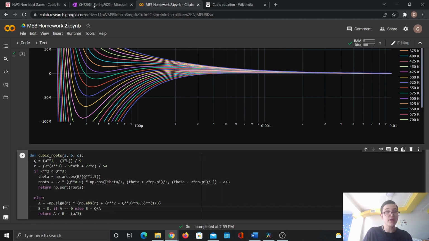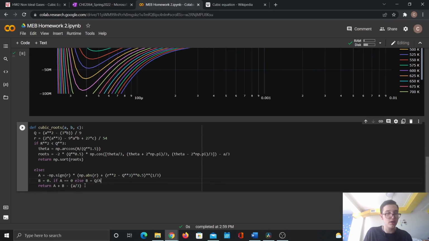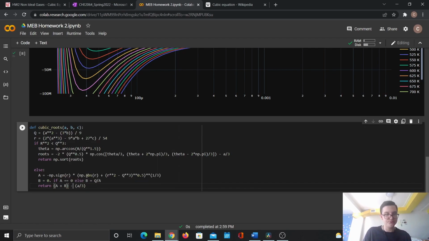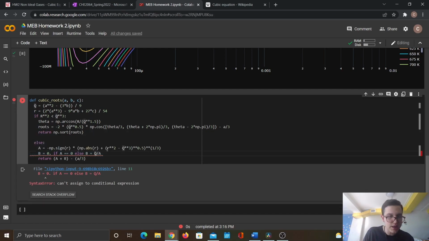Let's just make sure that that is correct. Again, yes, q is divided by a plus b minus a divided by 3. Okay, well, first we should put parentheses a. There. Now we have that. We can shift enter. Can't assign to a conditional expression. It's odd. Maybe. Aha. Yes. So here.